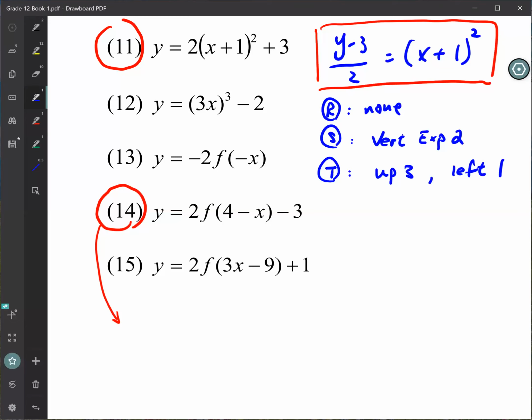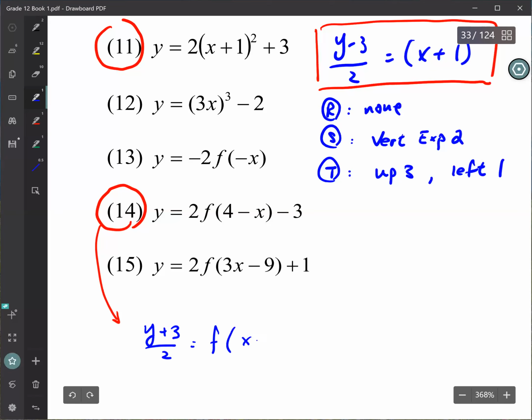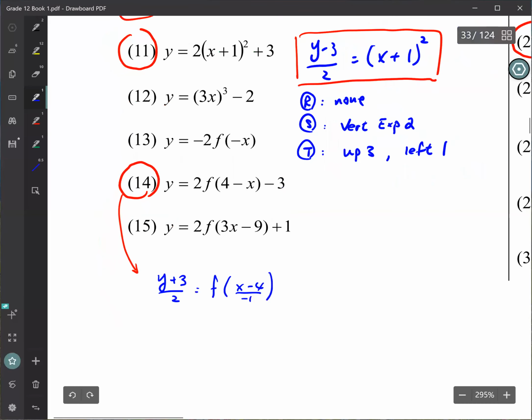Okay, let's start. What's your answer for this one? It's probably wrong, but (y plus 3) over 2 equals f of ((x minus 4) over negative 1). Like this? Yeah. Okay. Thank you.